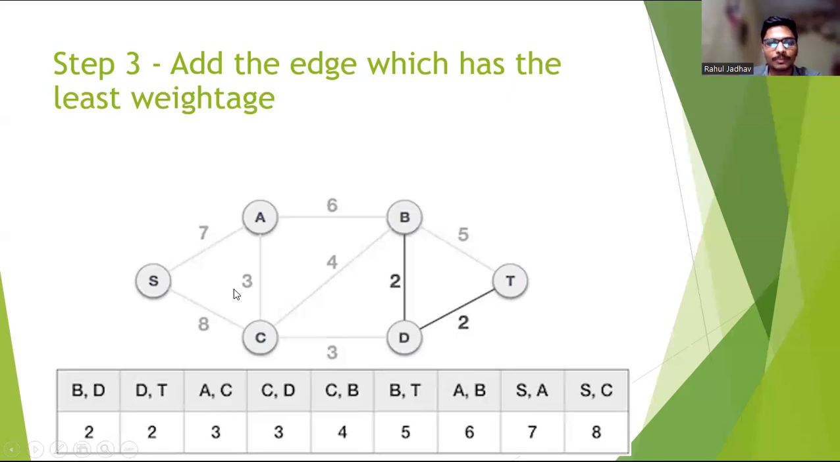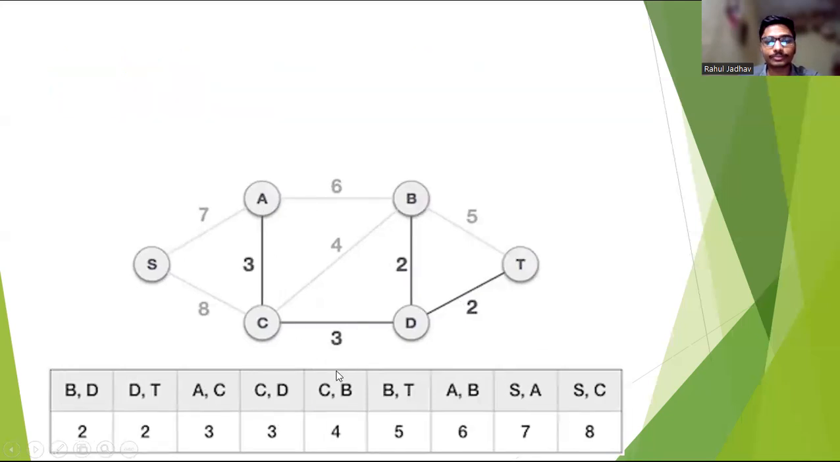After that, A to C and C to D. We can add A to C and C to D to our result because we didn't reach vertices A and C before. So after that, our graph will look like this: A to C and C to D, and D is connected with B and T.